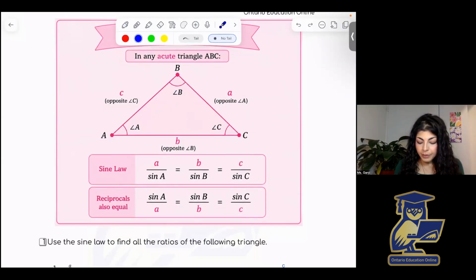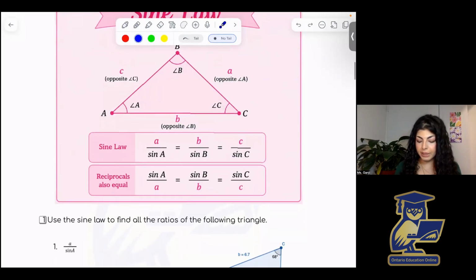And sine law tells us that any side here, so A, the ratio to the sine of the opposite angle is equal to B, the ratio of B and the sine of its opposite angle, equals C and the sine of its opposite angle. And in fact, because these are ratios, we can also say that the reciprocals are also equal. So here I've just found the reciprocal of each of these ratios, and of course, this is also equal.